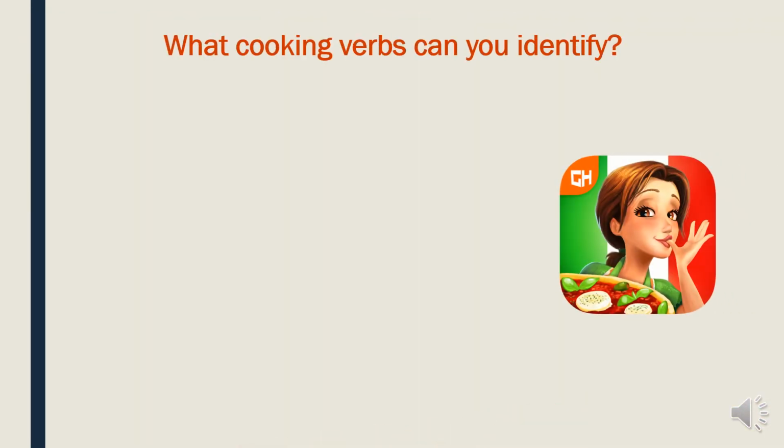So, look at the question. What cooking verbs can you identify after watching the video? Do you remember? Let's see. The first one, dice, which means cortar en cubos. Next, chop up, which means cortar en trozos. Next, stir. Okay, stir means revolver, right?